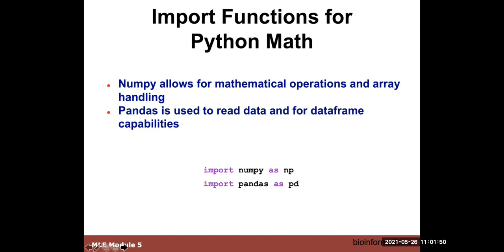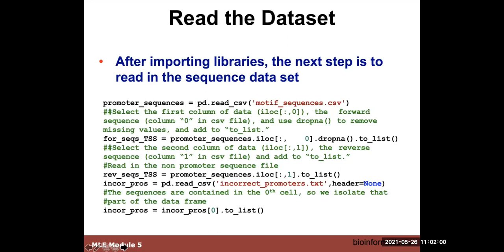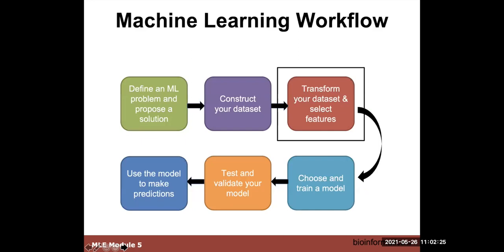In fact, we don't have time to go into a lot of the details. But with most things that we've seen in machine learning, we call up NumPy and pandas. We have the data set reading. So we have our motif sequences in a comma separated file format. They're structured in a certain way. We're using a dropna function to help clean up some of the data. We're also looking for the reverse sequences as well as the forward ones. So we've read in our data set.